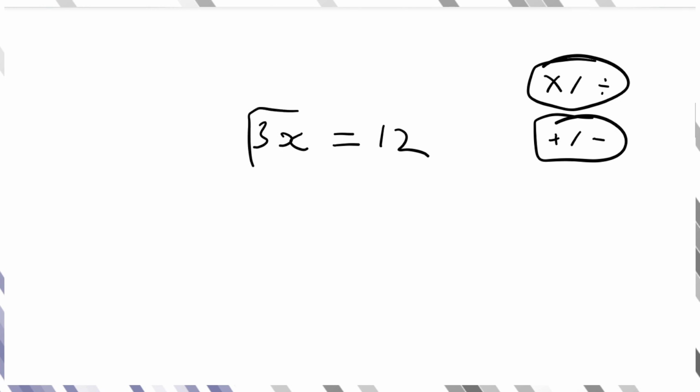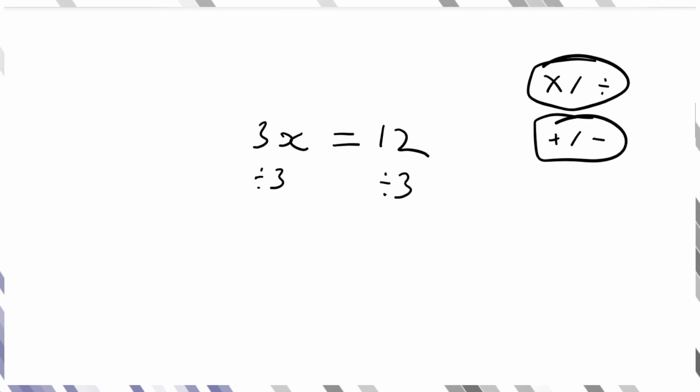So we've got 3 times x. So to reverse this multiplication by 3, we need to divide both sides by 3. We've got to do the same thing to both sides because the left hand side is equal to the right hand side. So if we want to keep it that way, then if we change one side, we've got to change the other side in exactly the same way.